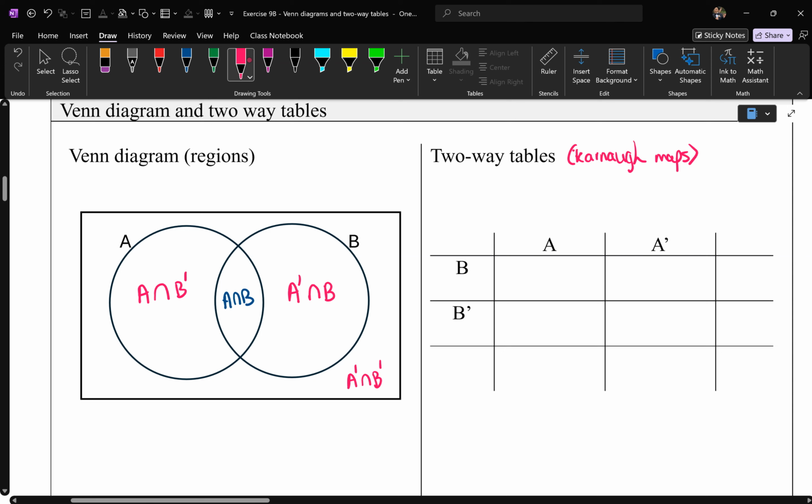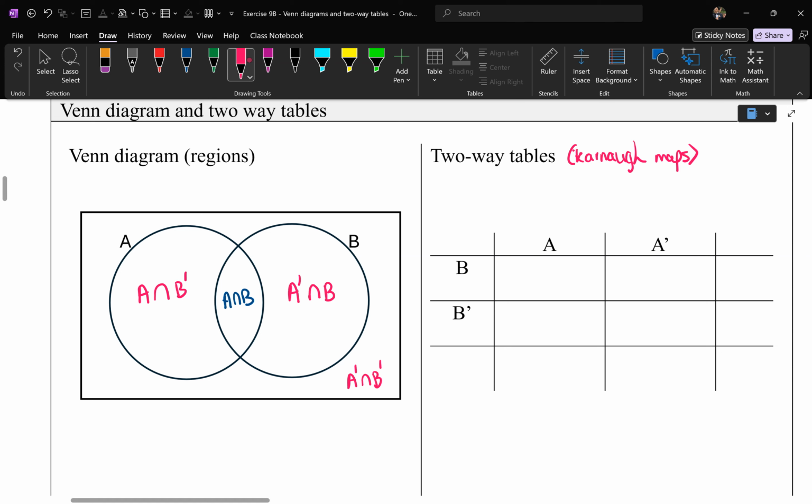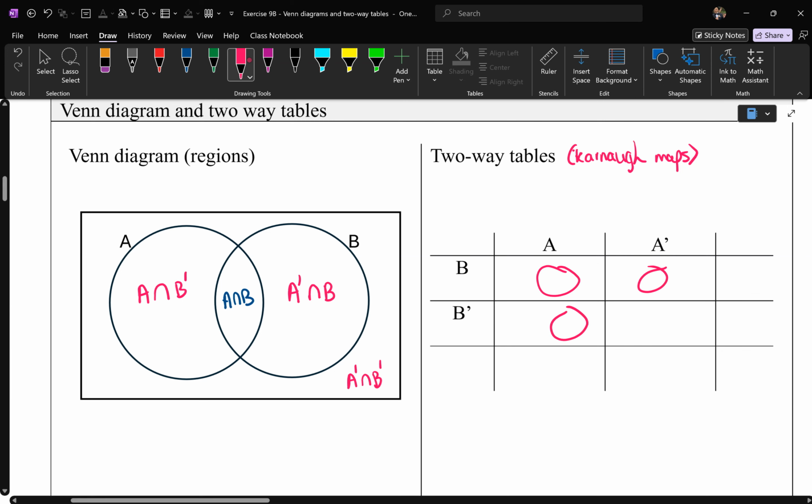Okay, so those are your four key regions, which coincide with the four regions that you have in a two-way table. So you've got your 1, 2, 3, and 4 boxes there, and that signifies the four regions that we've just talked about. In box number 1, this is where A and B are in common. So this region that I'm coloring in green is region number 1. That's A intersection B.